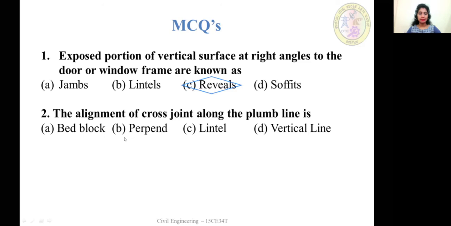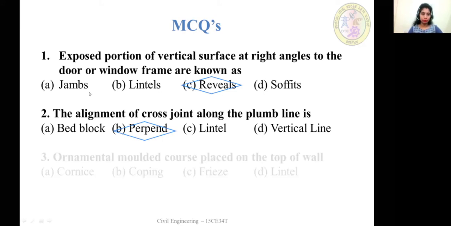See, the correct answer is option B. It is perpend. We know the definition of a perpend. It is an imaginary line of a vertical joint. That is nothing but along the plumb line. So the correct answer is perpend. Moving on to the next question.